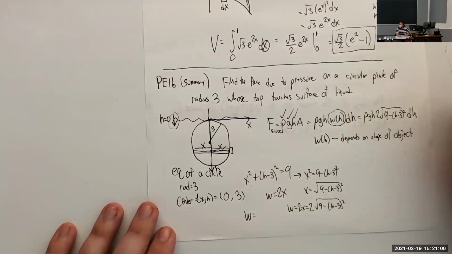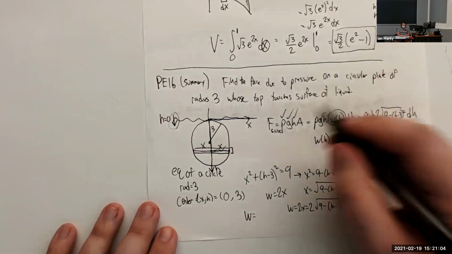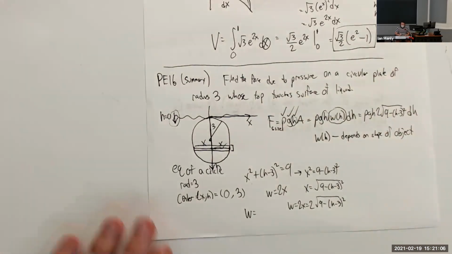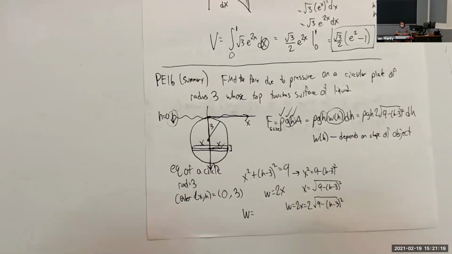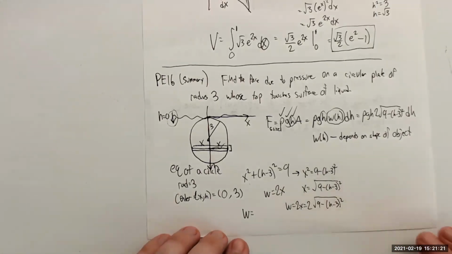Why did I use W of h? Well, the h right here is part of the formula for the force here. Oh, W of h, it means it's a function of h. It depends on h. I think that might be what you're asking about. So it's W of h because it depends on h.